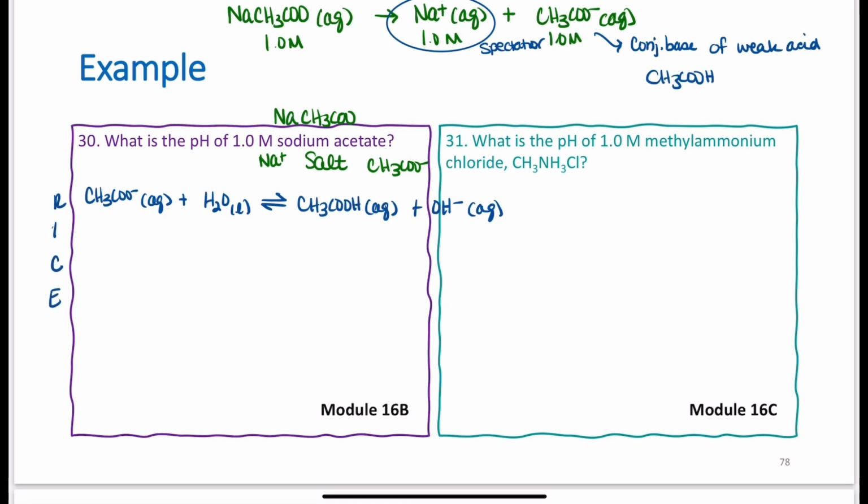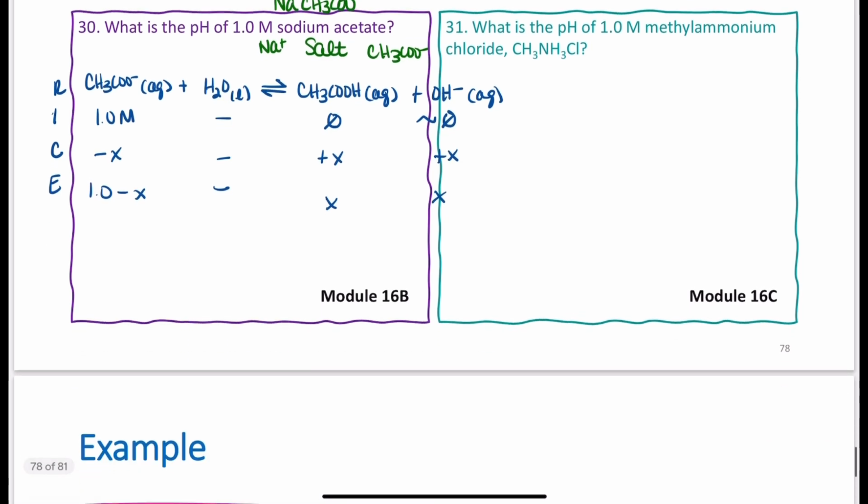Set up my RICE chart. Initially, I have 1 molar sodium acetate. I don't have any acetic acid at the start; the question does not say I have any present. And my hydroxide concentration is approximately 0. So the change is minus x, plus x, plus x, giving 1.0 minus x, and x.